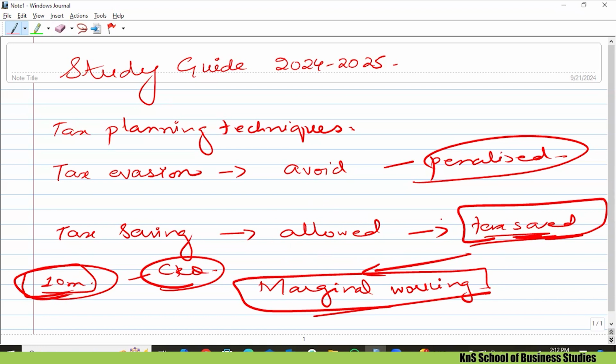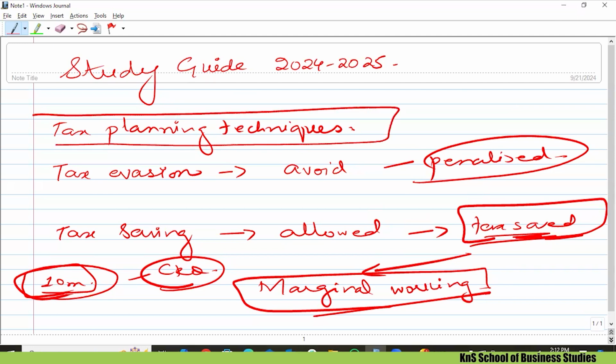So how will you be able to tell the absolute amount of tax that gets saved? You're going to be able to tell that if you know the tax planning techniques, and you can use this in your real life as well. So now let's move forward towards some other cases.